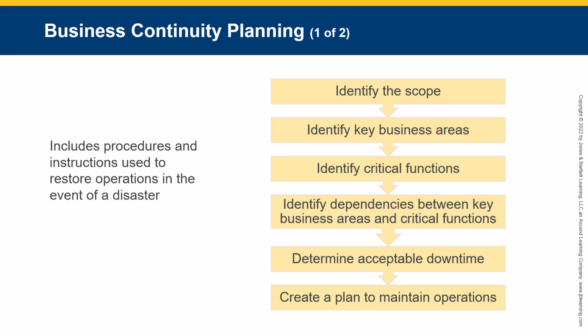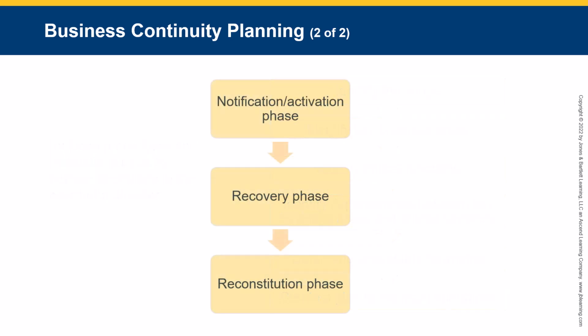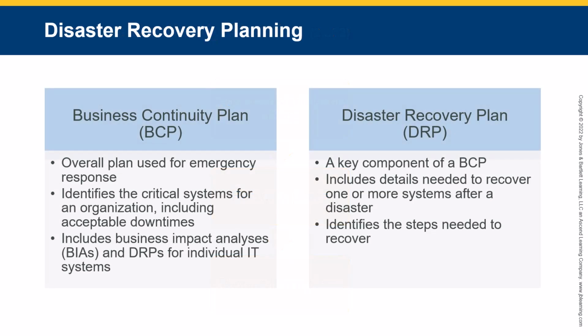That aids you in developing your business continuity plan. Again, you're going to be working with a third party or outsourced individual to develop this. Identify the scope, identify key business areas, critical functions, dependencies, and what would be acceptable cost versus appropriate downtime, and you create a plan to maintain operations. And again, within this, we develop phases: notification, action phase, recovery phase, and reconstitution phase, and remember that it would be a cycle. We also then have our recovery plans, both business continuity plans and our disaster recovery plans.